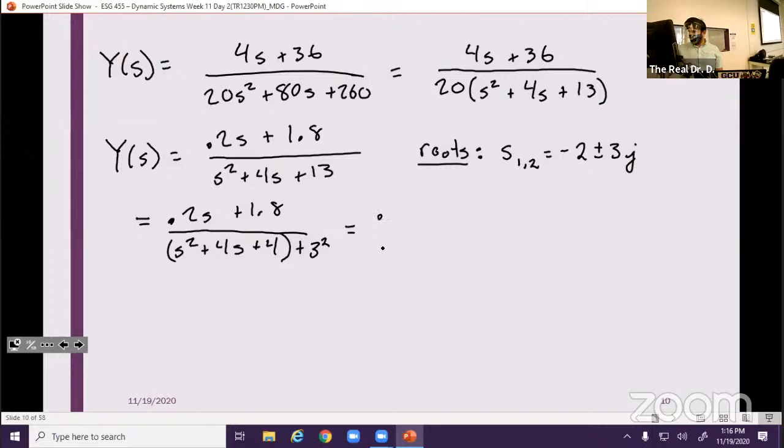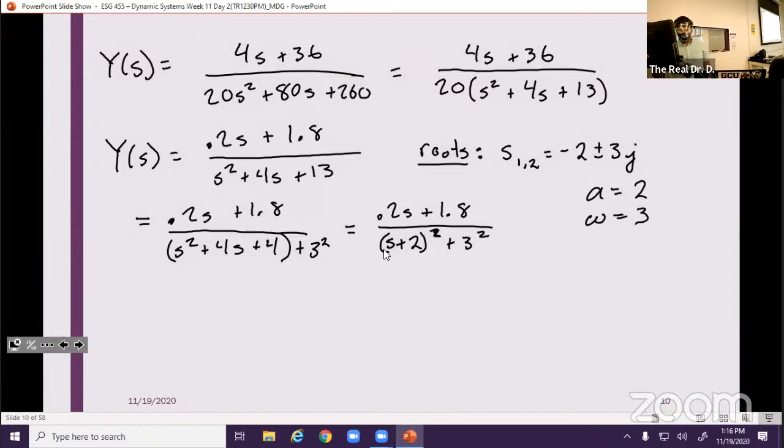So I can algebra this a little bit more, and this will be s plus 2 squared plus 3 squared. And now I've got it: a is 2, omega is 3.